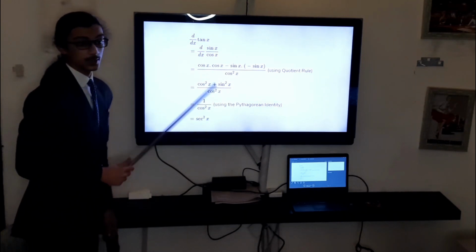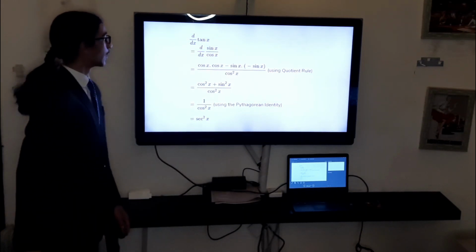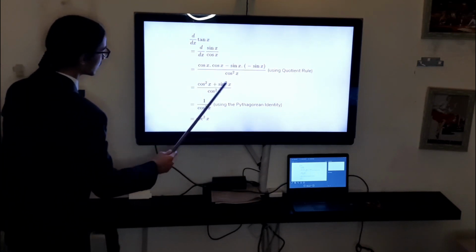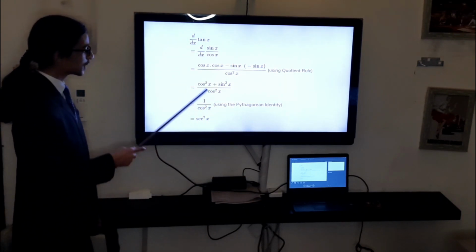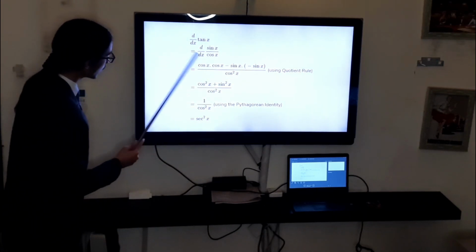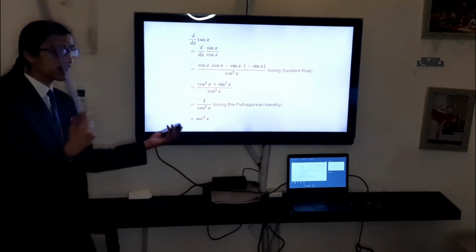Now, this is the proof using the quotient rule I was talking about, right? So, sine of x over cos of x, just apply the quotient rule, we get cos squared x plus sine squared x over cos squared x. You'll notice that this is just equal to 1 according to the Pythagorean identity, and we can just do 1 over cos squared x, which is secant squared x, right?